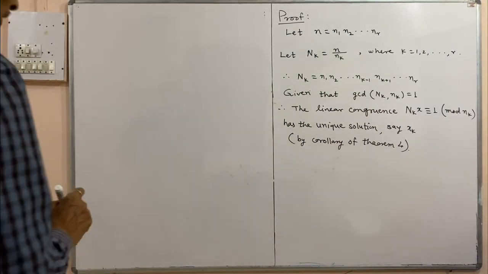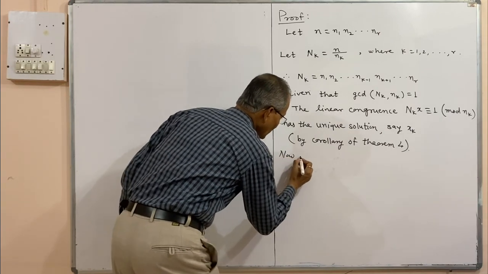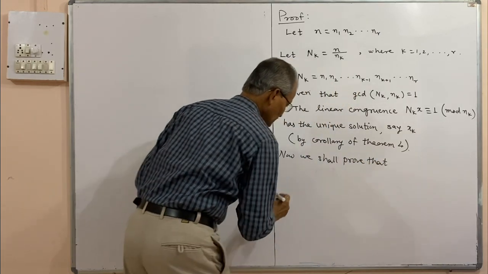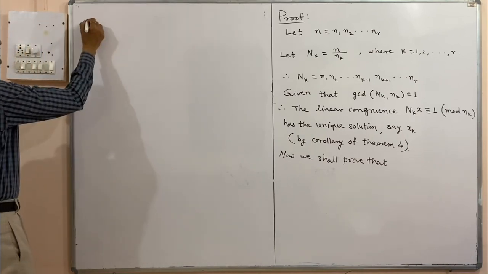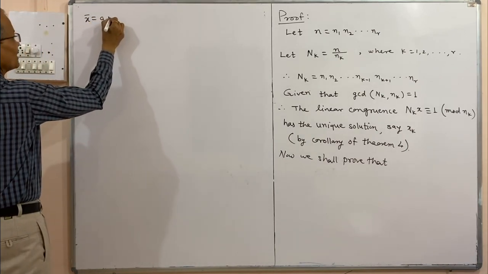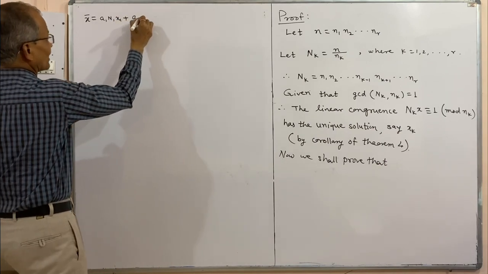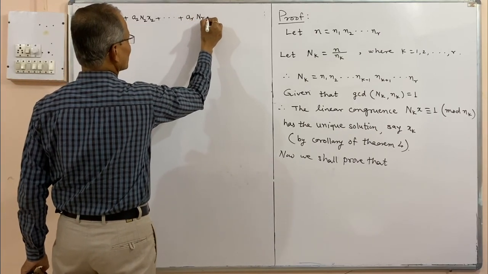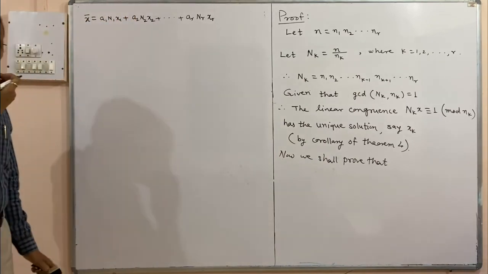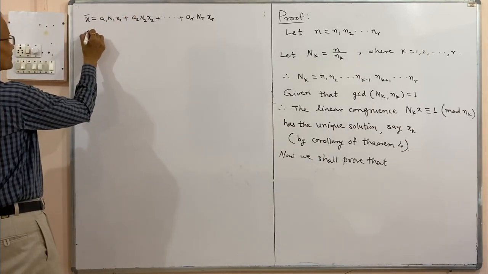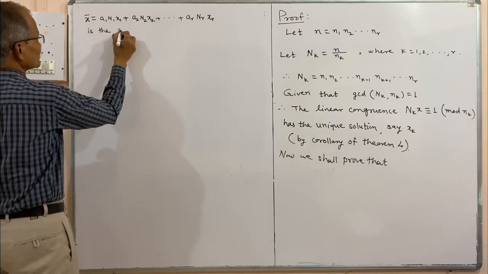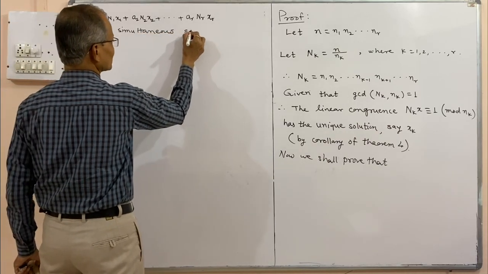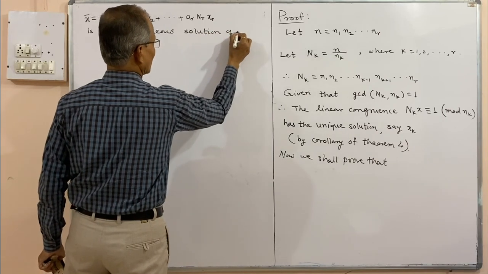Further, now we shall prove that the number x bar, we shall consider the number x bar equal to a1 N1 x1 plus a2 N2 x2 and so on up to ar Nr xr, is the solution of the simultaneous congruences, or is the simultaneous solution of the given system.